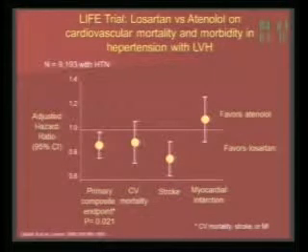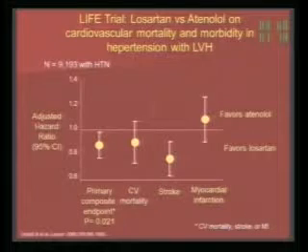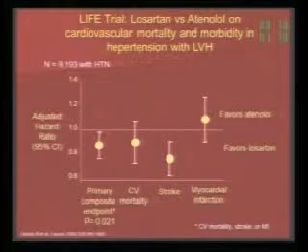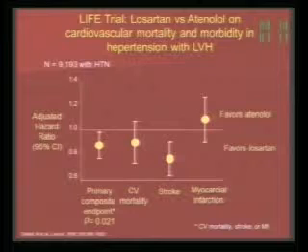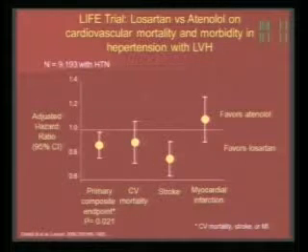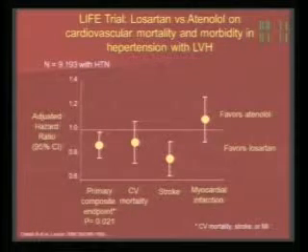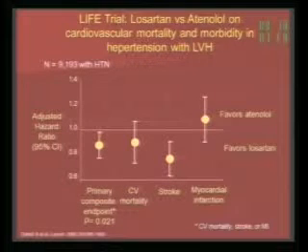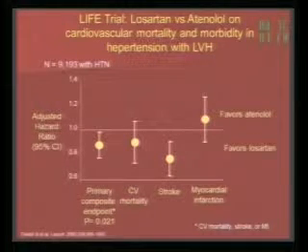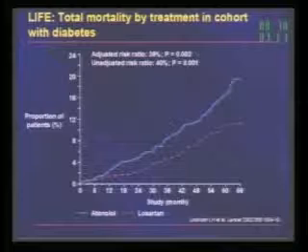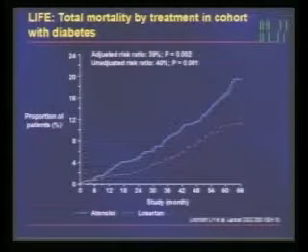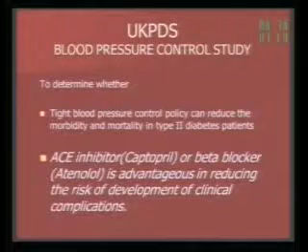In the LIFE trial, losartan versus atenolol on cardiovascular mortality and morbidity in hypertension with LVH, we see everywhere, excepting the myocardial infarction, where obviously beta blocker has got no competitor, ARB is better than all other antihypertensives. And in mortality, you see there is a significant difference.